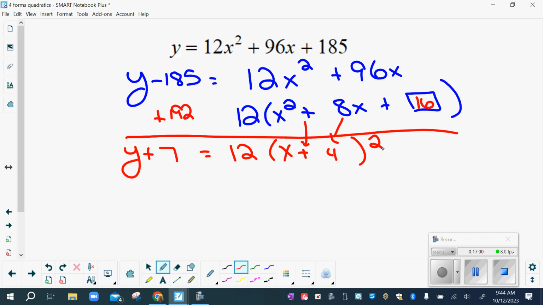Last step, throw that 7 back over there. So if I wanted to graph this crazy graph, it would be 4 this way, 7 this way, and skinny as all hell, right? It's going to look like that. Yeah? How is that? Okay. Here we go. Next one.